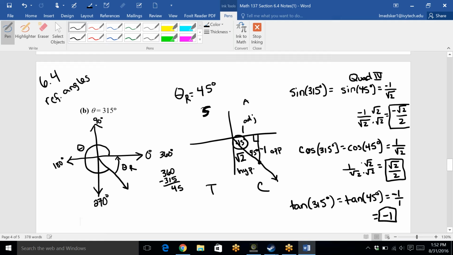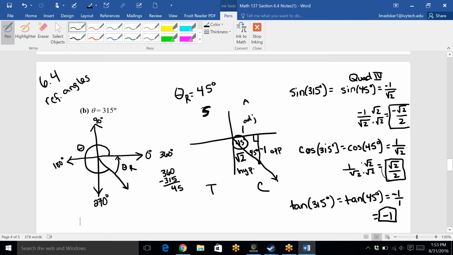So remember, in quadrant 4, the only positive trig functions are cosine and its reciprocal, secant. Notice everything else was negative, and cosine here was positive. So that does make sense for our little saying that helps us remember when our signs are positive or negative.